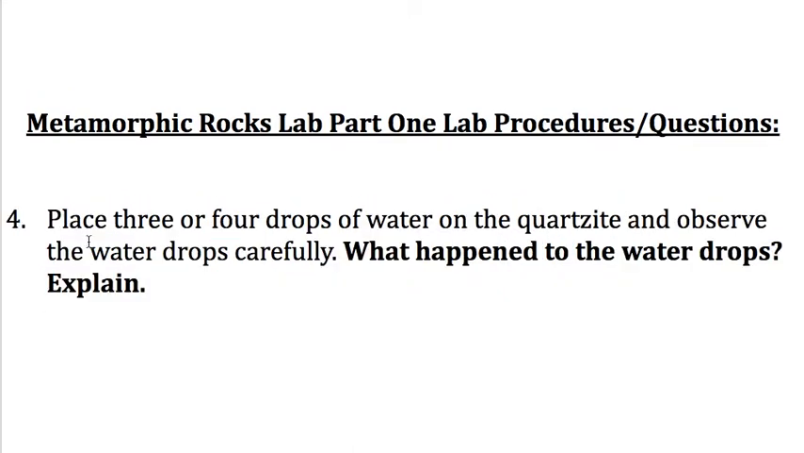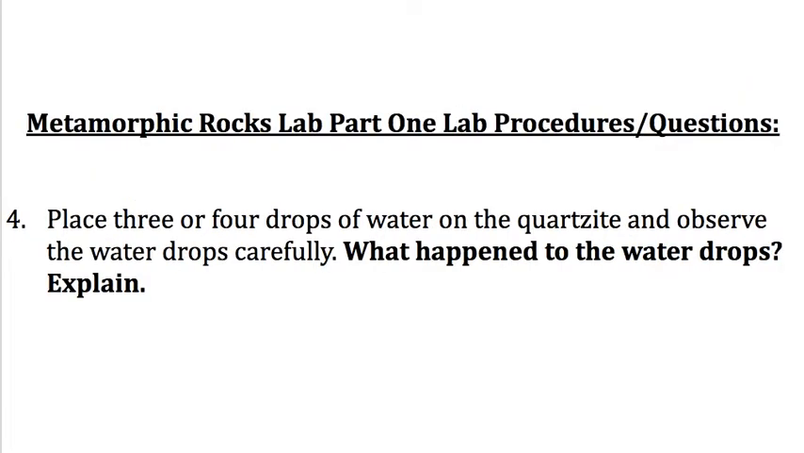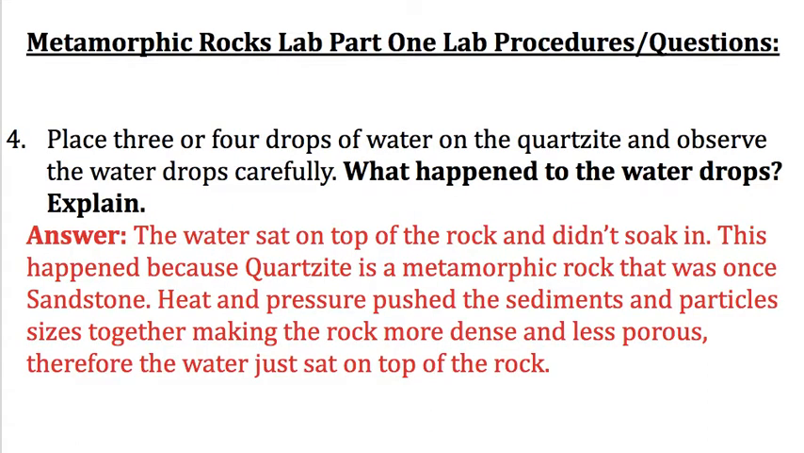Now, it says 3 or 4, just do 1 or 2 drops on quartzite and observe the water drops carefully. What happened? Explain. Do that now. What you should have observed is that water sat on top of the rock and didn't soak in. This happened because quartzite is a metamorphic rock that was once sandstone. Heat and pressure pushed the sediments and particle sizes together, making the rock more dense and less porous. Therefore, the water just sat on top of the rock.